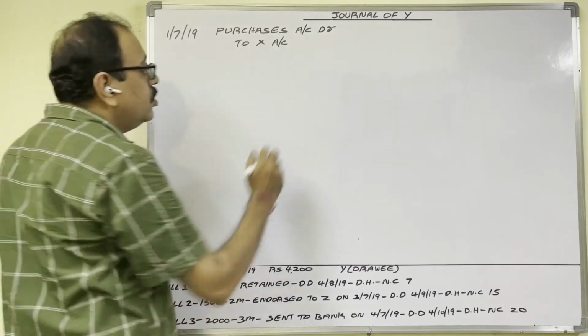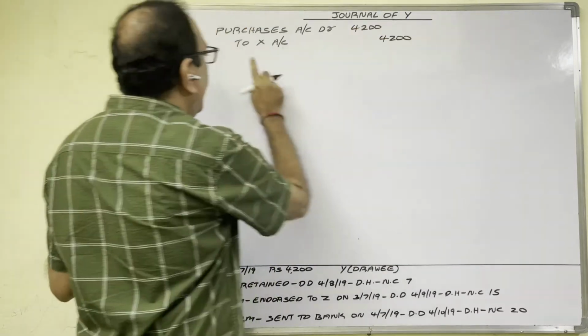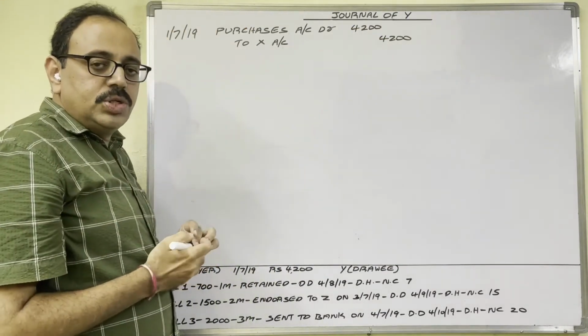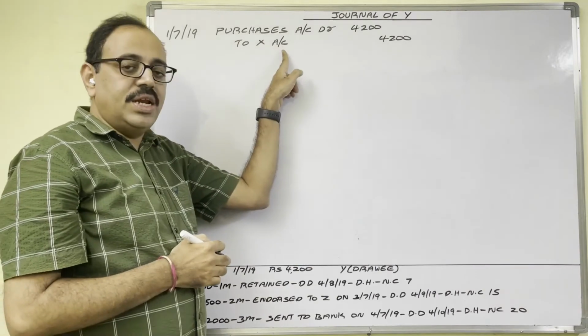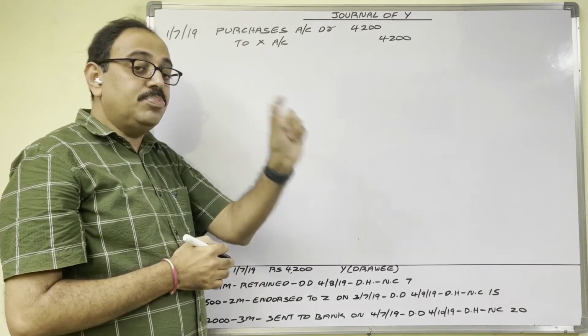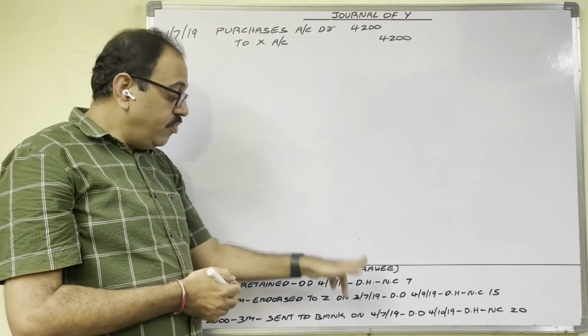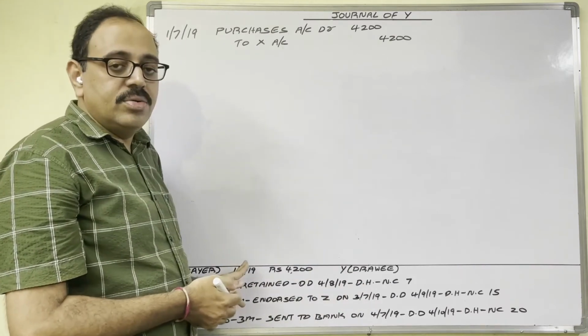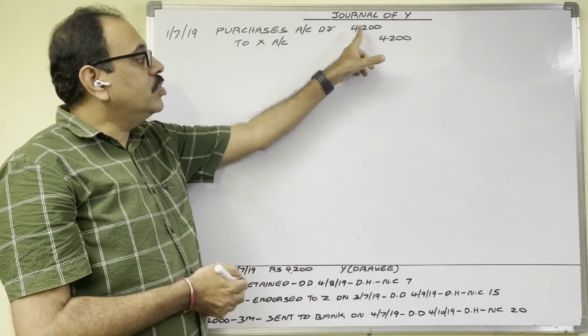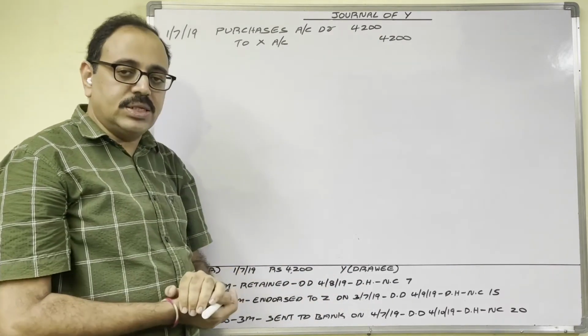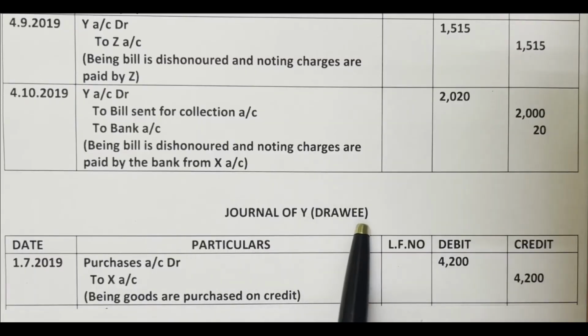Amount 4,200. X account is credited. So if any personal account is credited, it gives a meaning that that person is a creditor to Y. X is a creditor because Y has to pay 4,200 rupees to X. Journal of Y, drawing. 1st July 2019, purchases account debtor to X account 4,200. Narration, being goods are purchased on credit.